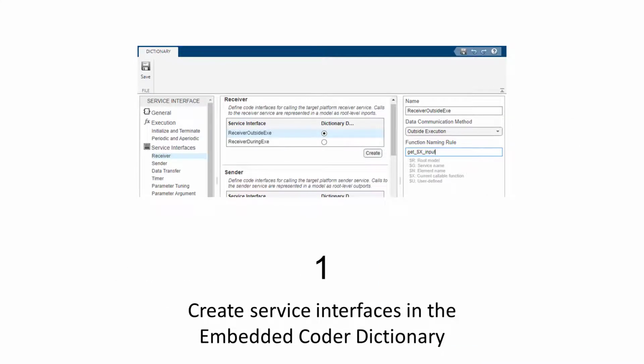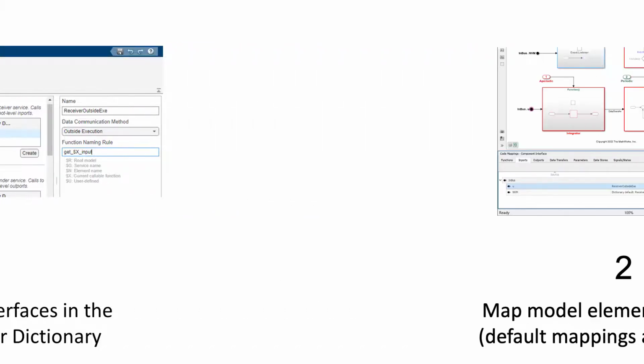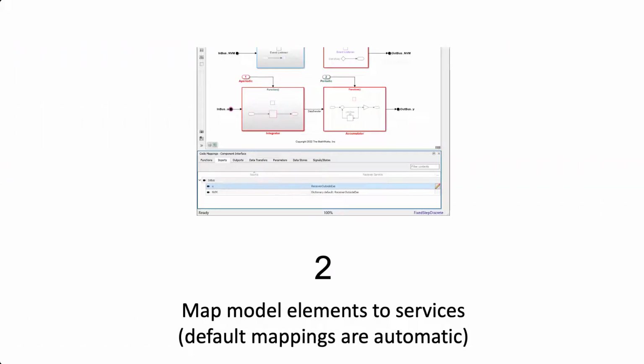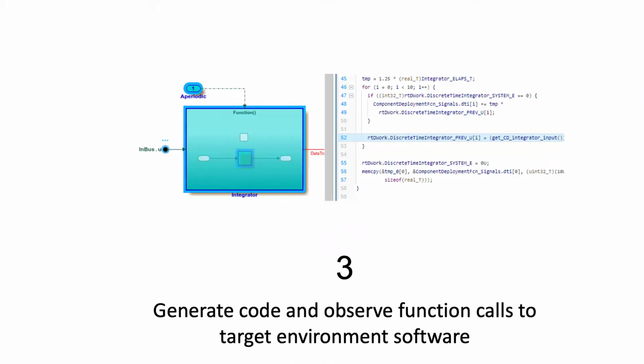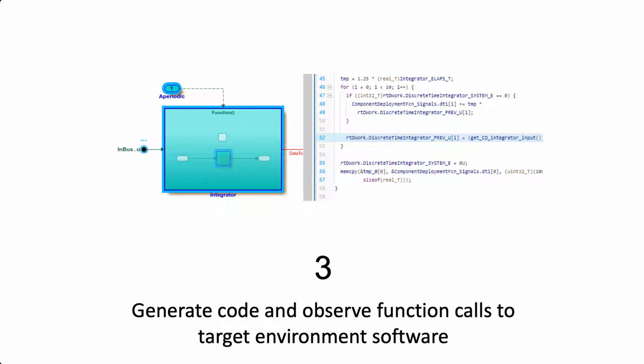To use the service interface, create a shared Embedded Coder dictionary and configure service interfaces. Modelers then use the configurations by mapping model elements, like Inports and Outports, to the service interfaces you've defined. When you generate code, you'll get model functions that can be called by an external scheduler, and model elements will generate service calls that match your service interface configuration.